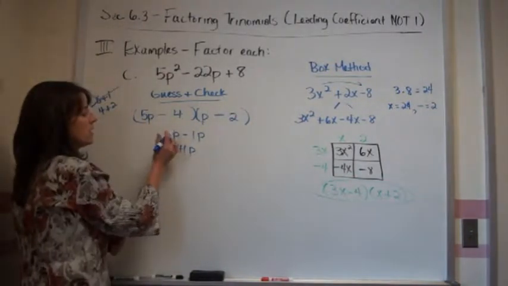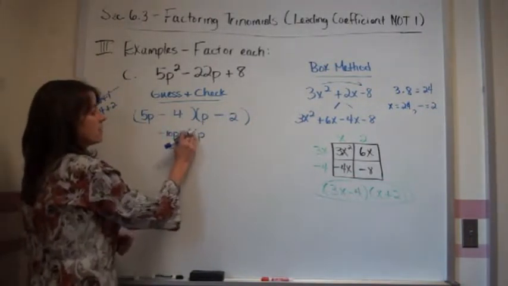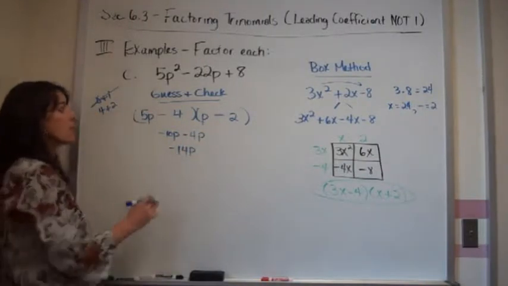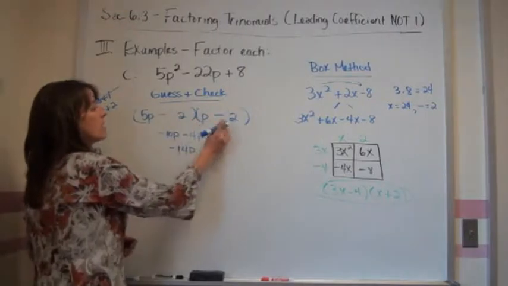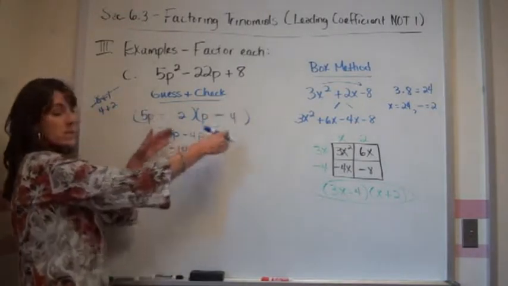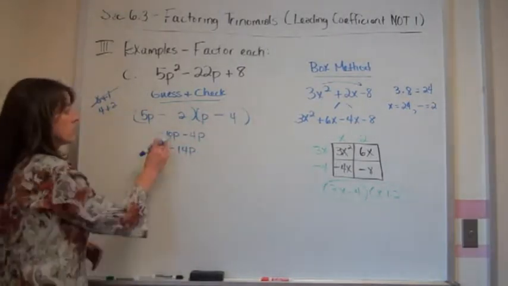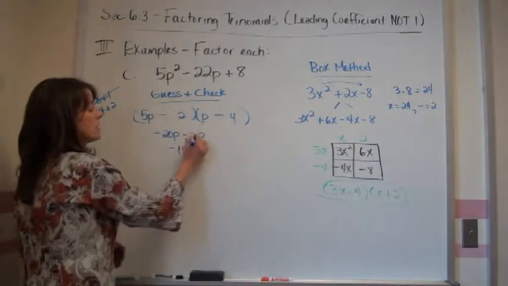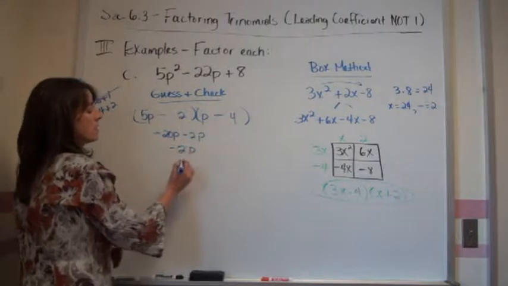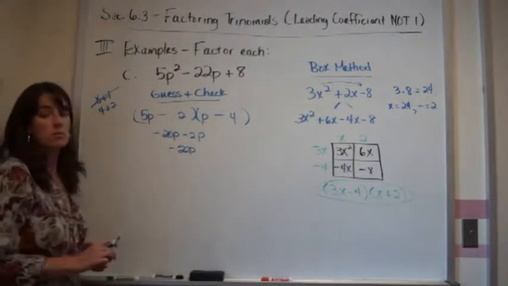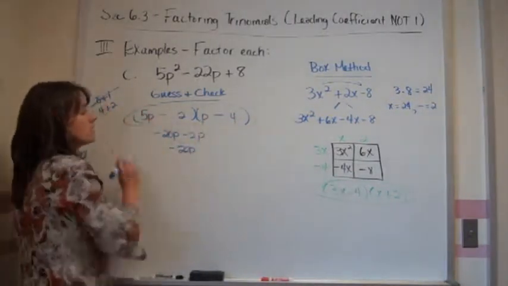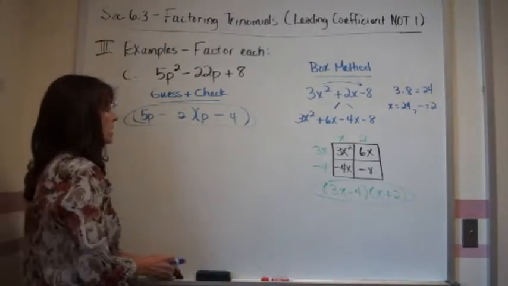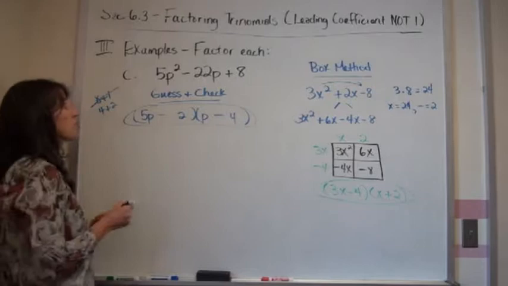Outside, I get a negative 10p. Inside, a negative 4p. Those combine to be a negative 14p. Still not right. Switch it up. And remember, only switch one set of slots. Don't switch both slots. So I get a minus 20p and a negative 2p. There we go. There's the negative 22p. Like I said before, that's not really that bad. It didn't take too long, but certainly could be bigger.